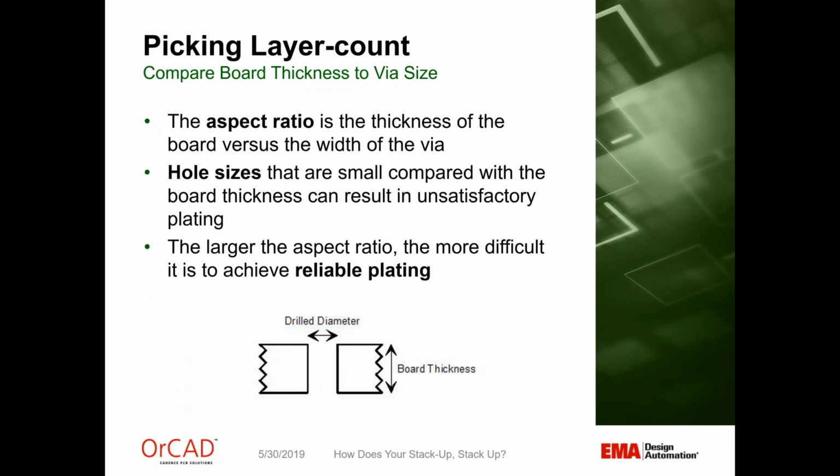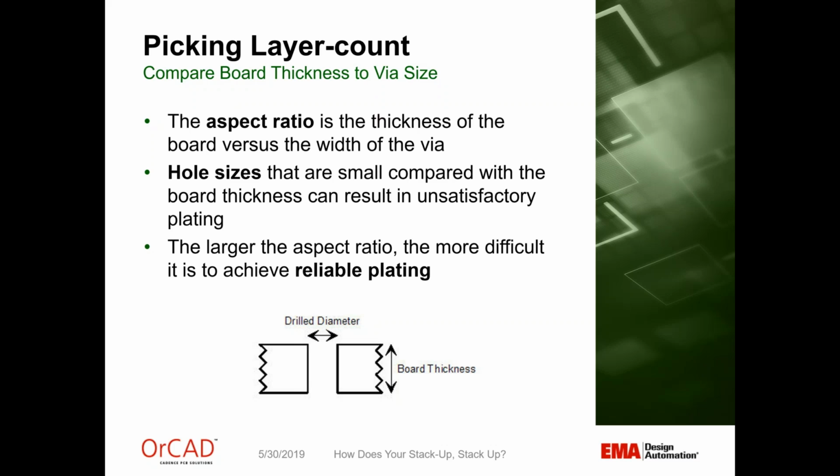Another thing to consider is the board thickness to via size, and this is your aspect ratio. So if you have a really thick board, that makes it hard to drill a really small hole. And the reason it's hard is because plating that really small hole is hard when it's really thick. So hole sizes that are small compared to the board thickness can result in problematic via plating. And the larger the aspect ratio, the more difficult it is to get that. So if you have a really thick board, you can't have a really small via anymore.